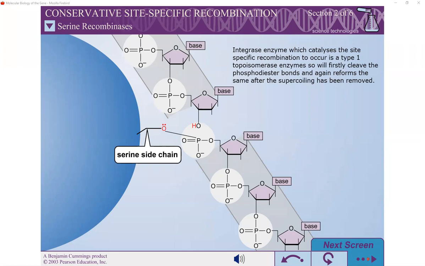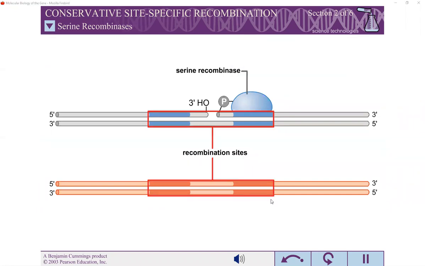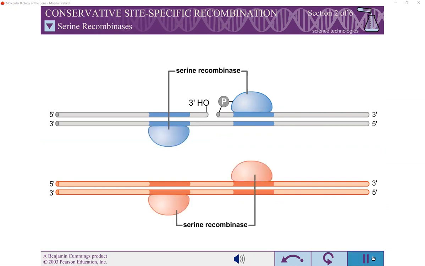So moving forward. Site-specific recombination always occurs between two recombination sites. Therefore, during recombination, 4 single strands of DNA, 2 from each recombination site, must be cleaved and rejoined. The serine recombinases cleave all 4 strands prior to strand exchange.